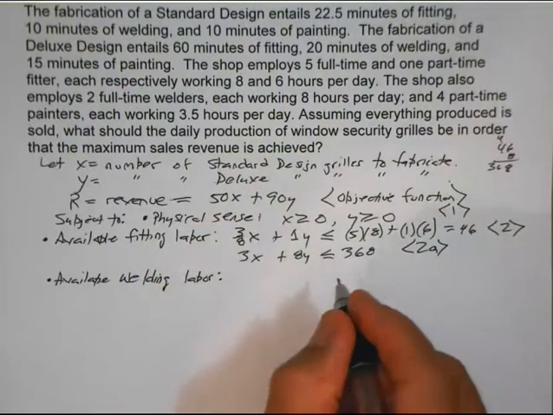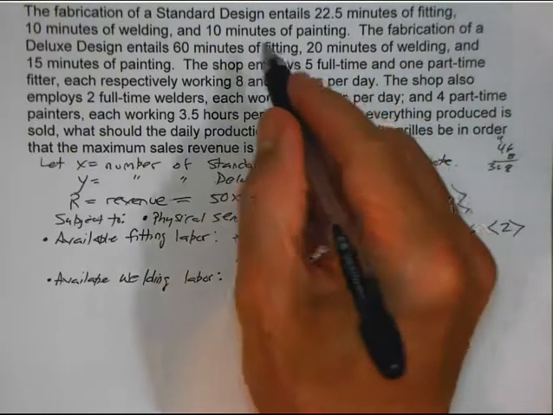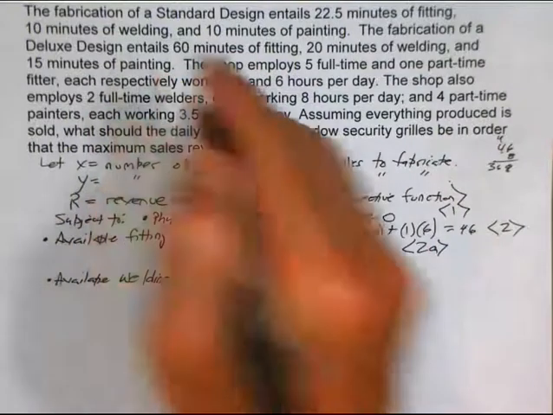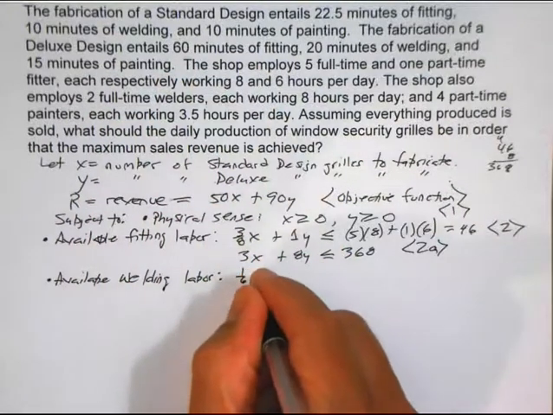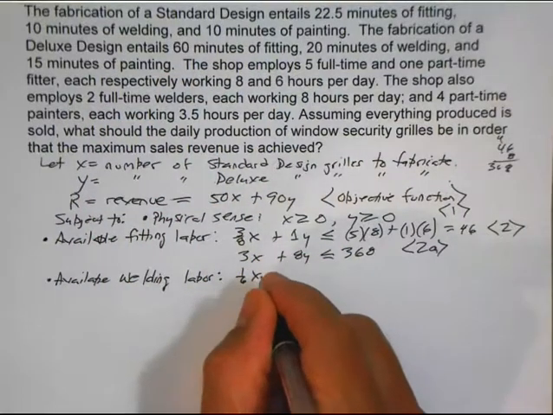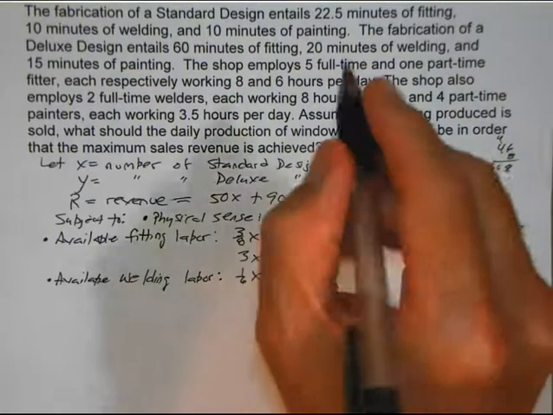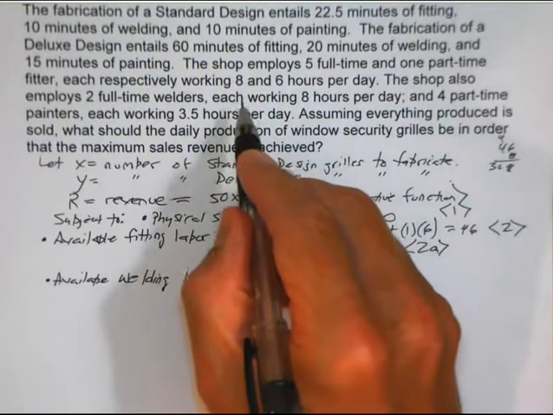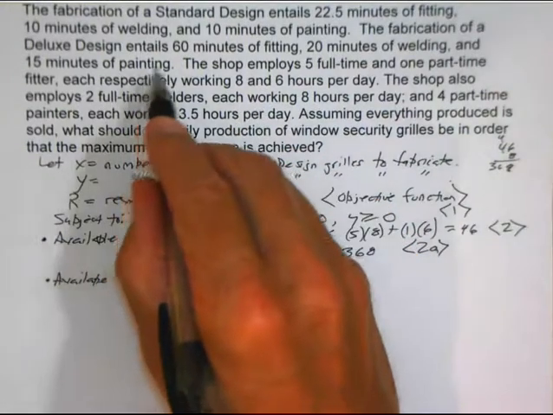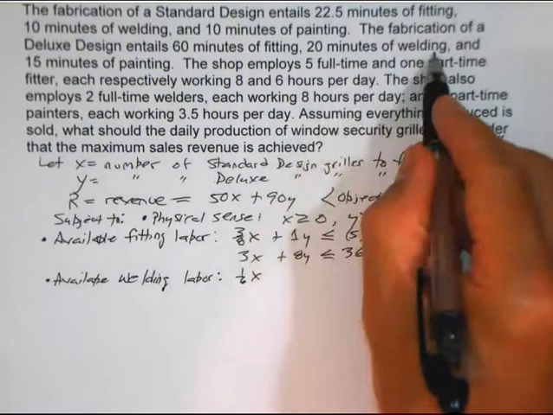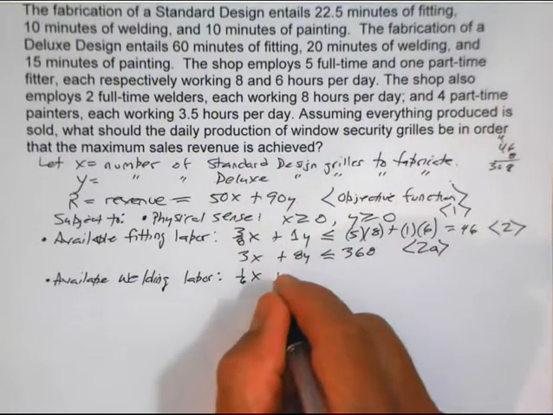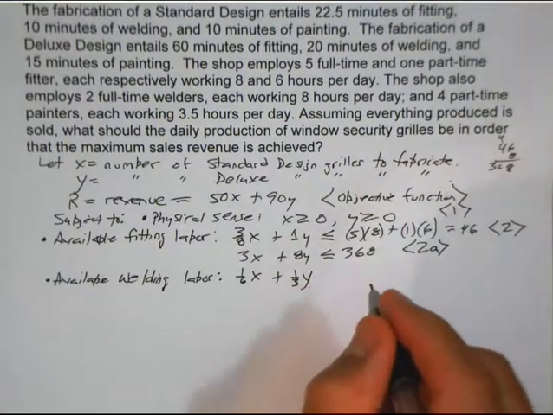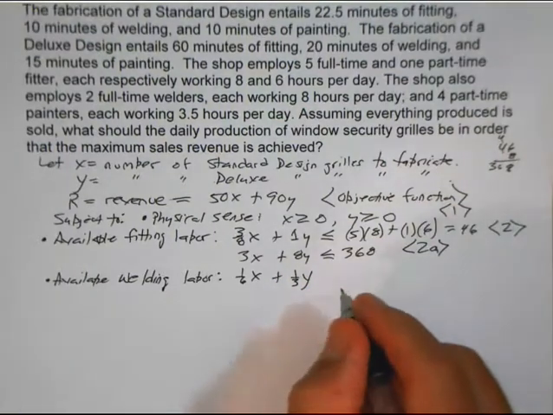Alright, let's see. When we fabricate a single standard design, 10 minutes of welding. That's 1/6 of an hour. Now that's for one. If you make X of them, 1/6 times X is the labor to do that. As far as the deluxe designs, what have we got there? Deluxe design, 20 minutes of welding. That's 1/3 of an hour. So that's 1/3 of an hour for 1/3 times Y, the labor to weld all Y of those.